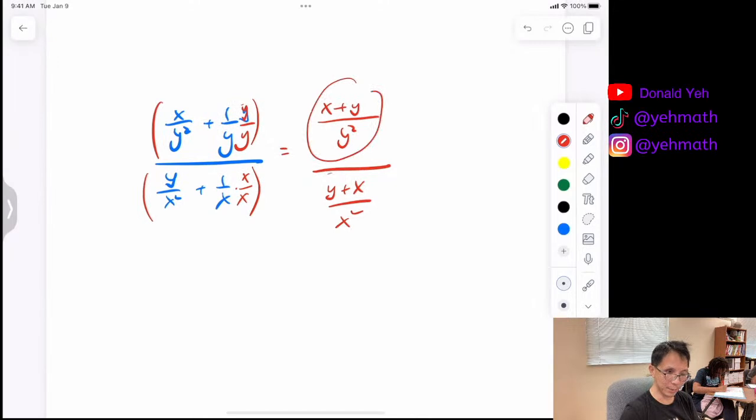Now, this divided by this. Well, guess what? x plus y over y squared divided by y plus x over x squared. Now, can this change order?